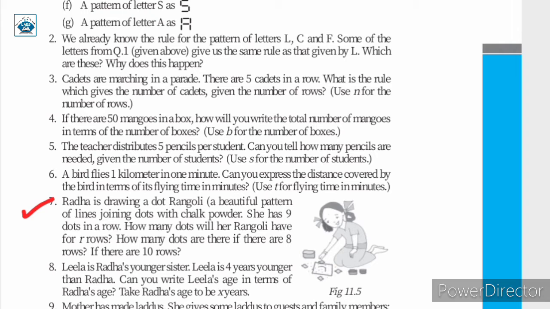So in this question, we are given that Radha is drawing a dot rangoli as you can see here in figure 11.5. She is using chalk powder to draw and she has 9 dots in one row. In a row means one row. So we are asked that how many dots will her rangoli have in r rows. So the answer is quite simple. It is 9 into r, that is 9r.